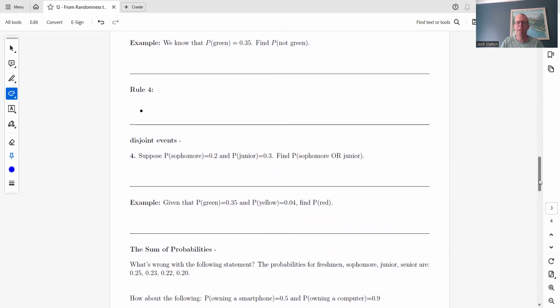So in this case, probability of green is 0.35. What's the probability of not green? So that would, of course, be, we'll write green complement for not green. So that would be 1 minus the probability of green. And of course, that is 0.65. Okay, so complement just means opposite. And so let's talk about rule 4, which is the addition rule.